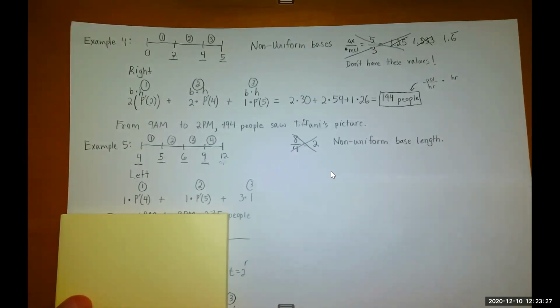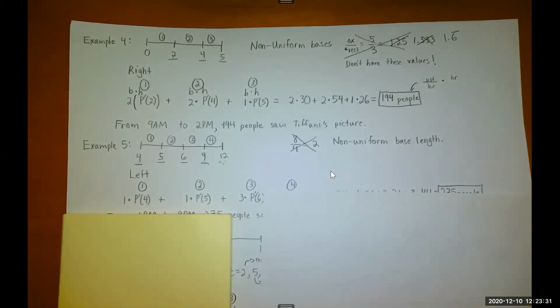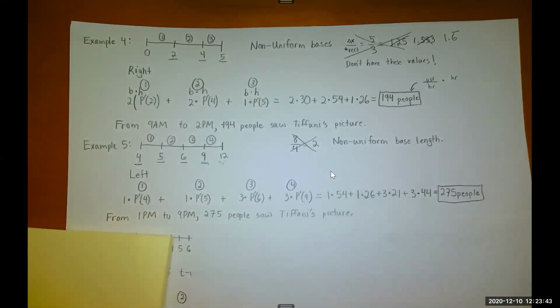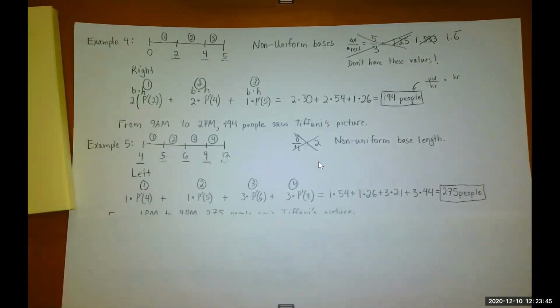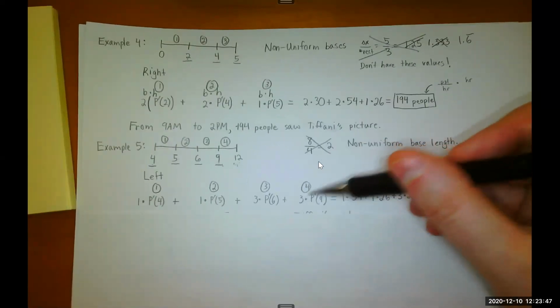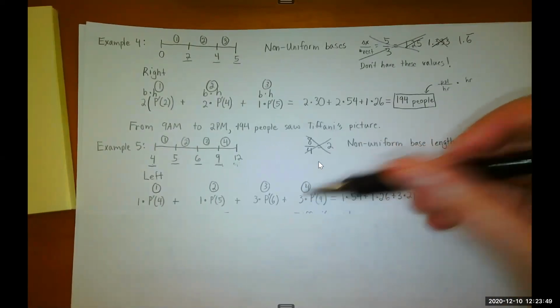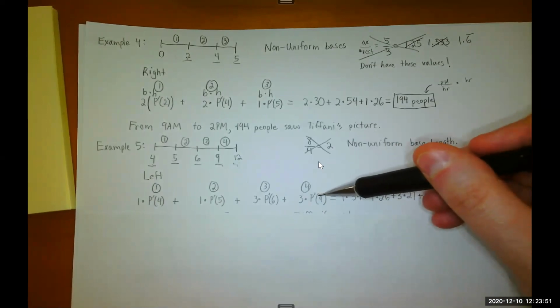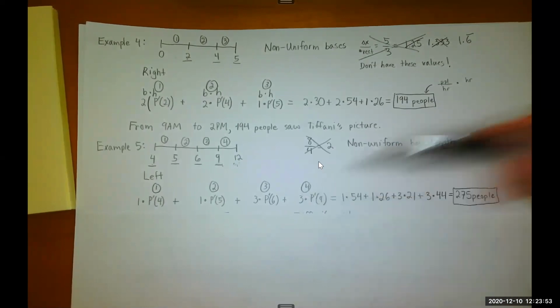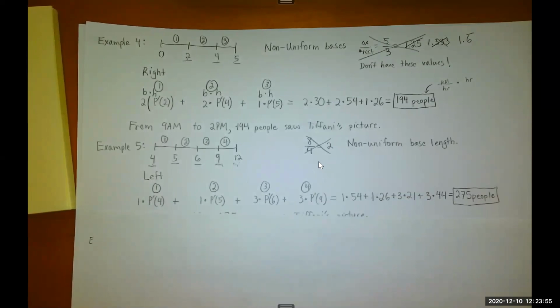Third rectangle, we're going from 6 to 9 this time, and that is 3 units. The left value is 6, p prime of 6. And then the last rectangle is from 9 to 12, the fourth one. That's 3 units for the base. The height uses the left value, which is 9. So p prime of 9.